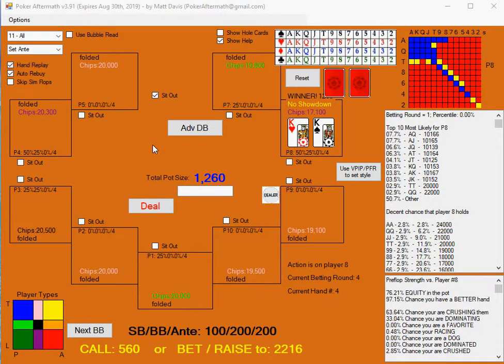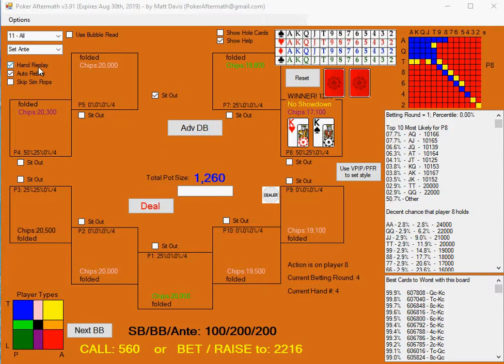So when you're in the program and you want to do hand replay, you want to make sure you check this box. And then you can do some setup of players, so I'll show you a little bit of that. One of the things that I like to do is set the style for my opponent. In this hand that I'm going to be showing you, the key opponent is over here in the player 8 spot.